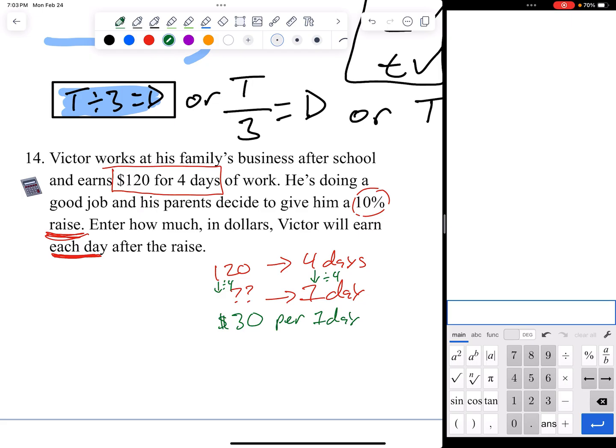Let me triple check. I got 30 plus 30 plus 30 plus 30. Is that 4 days? Yes. Did that give me 120? Yes. So that makes sense to me. I'm making $30 a day. Now let's get back to what happened. I am doing a great, or Victor, I keep thinking it's me. Victor is doing a great job. And Victor is going to get 10% raise. That means his pay is going to go up.